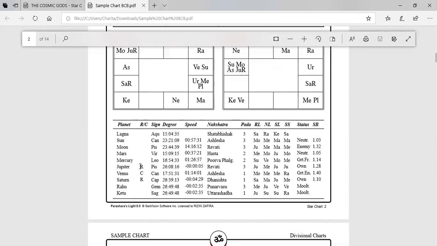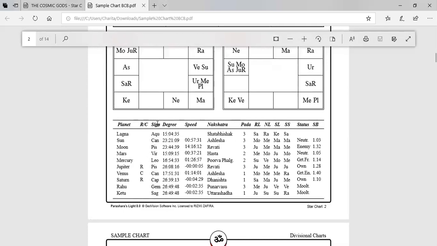Some people think it's spinning backwards, but really it's a planet spinning on its axis at a standstill motion while the precession of the equinox and all that continues to move forward. And then C stands for combust. Again, we will get into these conditions of the planets in a later lesson. The conditions are important because they help us understand how the planets are functioning.